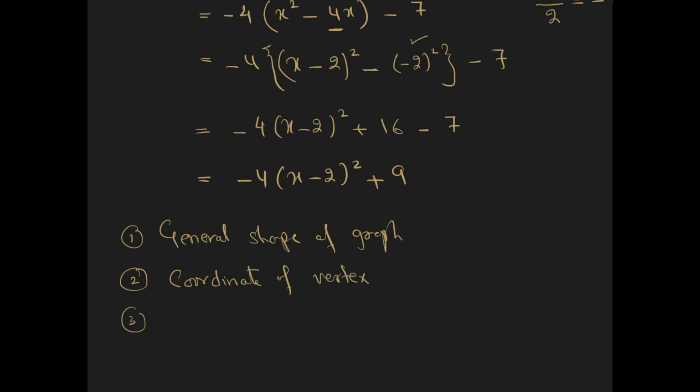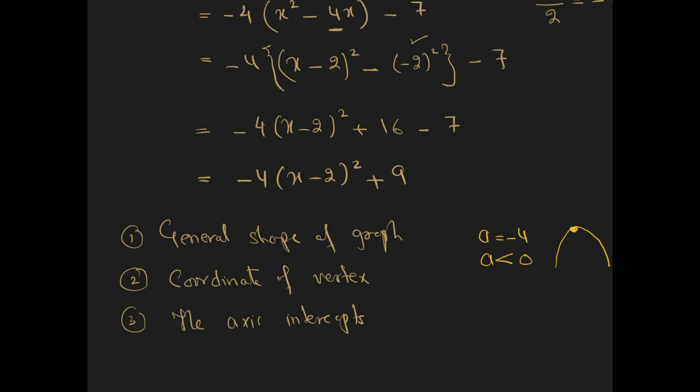And number three, the x and y axis intercept. So, the axis intercepts. The general shape of the graph can be obtained from the original equation. The original equation was minus 4x squared, so the value of a is negative 4. So, a is smaller than 0. When a is negative, the general shape of the graph has a maximum point. So, that will be the general shape of the graph.